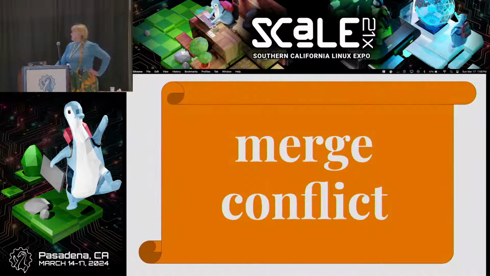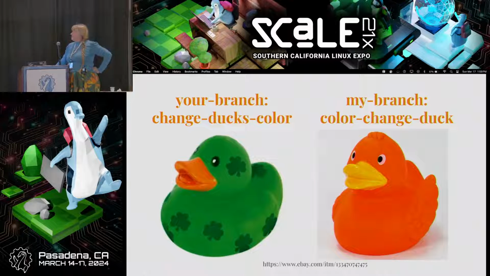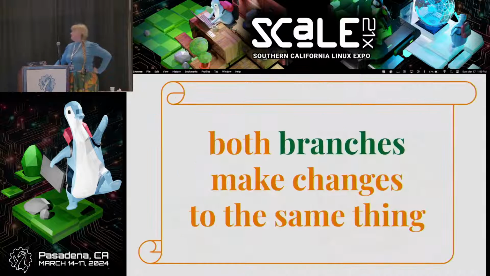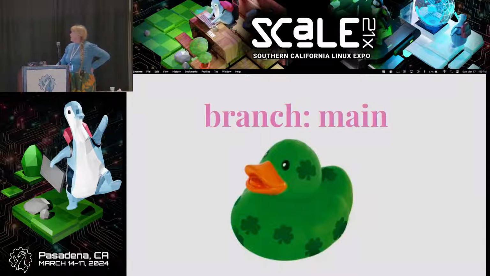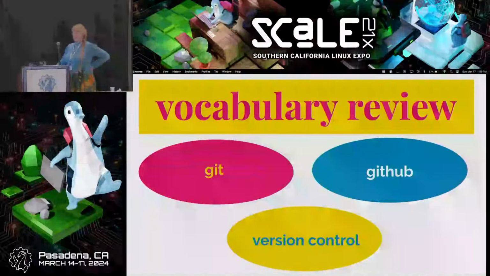The next concept is what we all hate, the merge conflict, right? They can be very complicated, and sometimes it's better just to make a new branch. But at its most simple, sometimes it's nice and easy. You just make your choices and decide which duck color you want to keep. This is a pretty nice, simple change. Both branches make changes to the same thing, and you have to decide which one you want to merge to main and keep in main. And we decided we're going to keep our duck green because happy St. Patrick's Day.